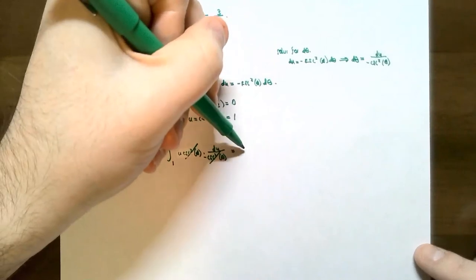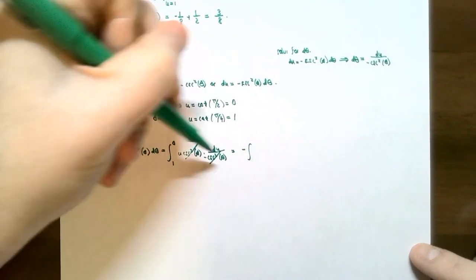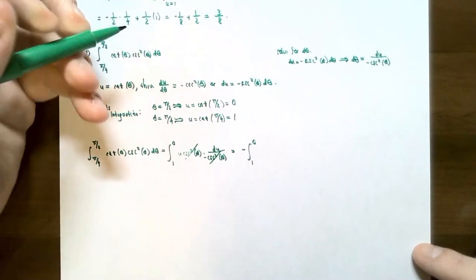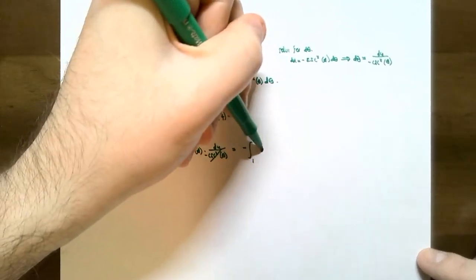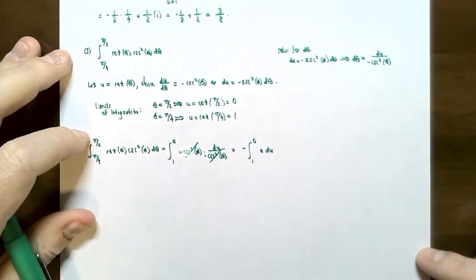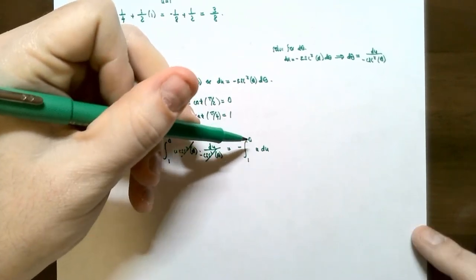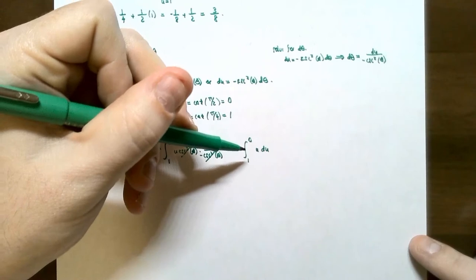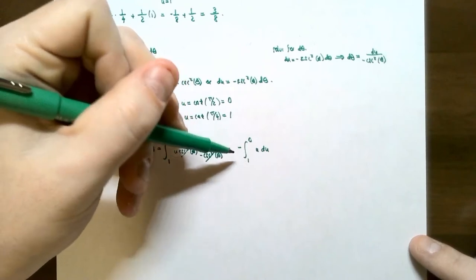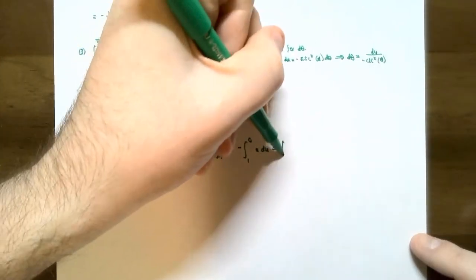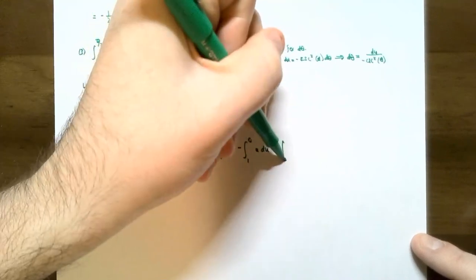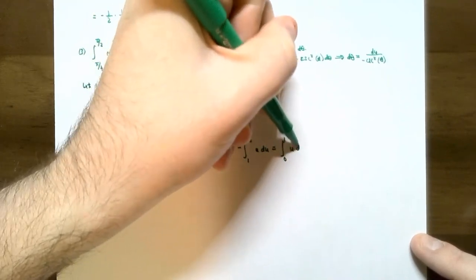D theta becomes du over negative cosecant squared theta, so they will cancel out like we want. And I have the negative on the outside when I factor it out, integral from 1 to 0 of u du. I don't know about you, but it's bothering me that the integral is going from 1 to 0. So I'm going to interchange the limits of integration and introduce an opposite sign. So this becomes positive 1, integral from 0 to 1 of u du.